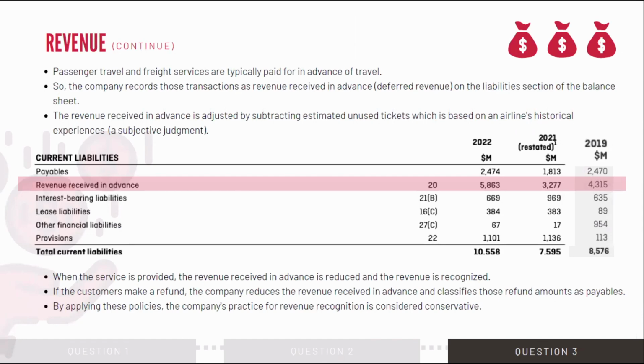As for the recognition policy, if flight tickets are bought but not yet used, like the passenger hasn't been uplifted to the sky, the company will record these as revenue received in advance in the current liability section of the balance sheet. And if the customer makes a ticket refund, the company reduces the revenue received in advance and classifies the refund amount as a receivable. By applying all of these policies, the company's practice for revenue recognition is considered conservative.